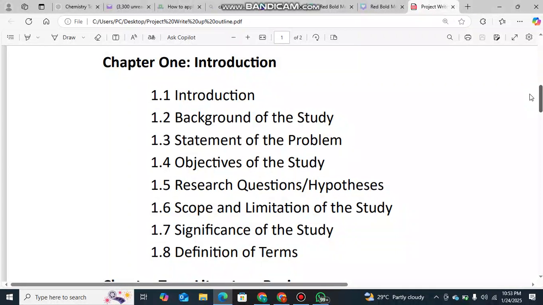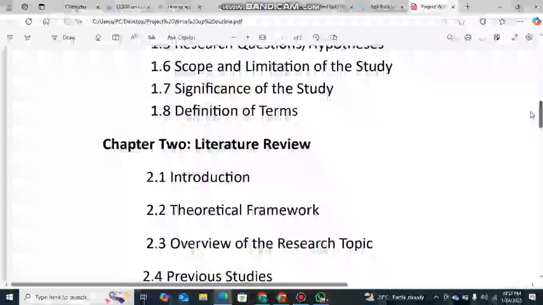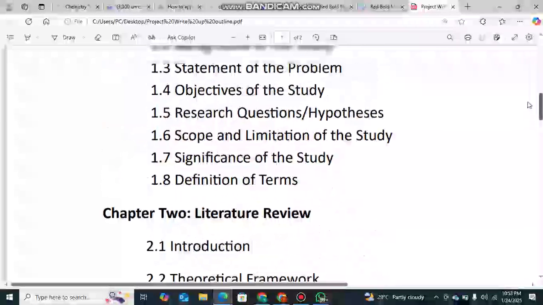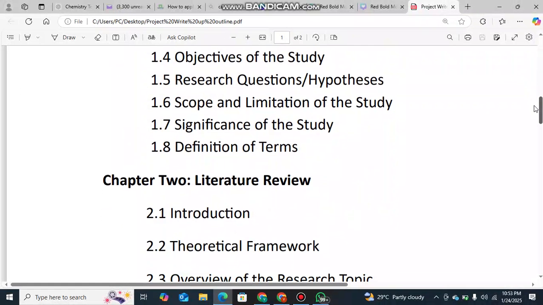1.4 is objective of the study. 1.5 is research questions / hypothesis, and 1.6 is the scope and limitations of the study. 1.7 is significance of the study. 1.8 is the definition of terms. And once you finish 1.8, that rounds up chapter 1 of your project.